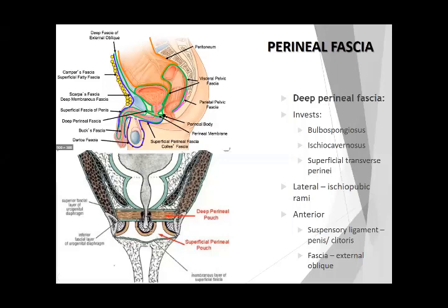And laterally, it is attached to the ischiopubic rami. This is the ischiopubic rami. So I repeat this fascia again. This fascia invests the ischiocavernosus, superficial transverse perineal, bulbospongiosus, this entire deep perineal fascia, and then anteriorly, it first is attached to the suspensory ligament of the penis or the clitoris, whatever you want to call it.